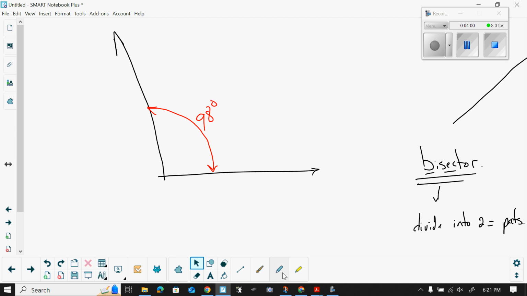And let's say I said I'm going to bisect this angle. Now there's 98 degrees all going across here. That's how far it's opened up. I said I'm going to bisect it. To bisect it means to divide into 2 equal parts. And so I've had questions like this. I said the whole angle is 98 degrees. You're going to bisect it. What is each one? And some of you have struggled.